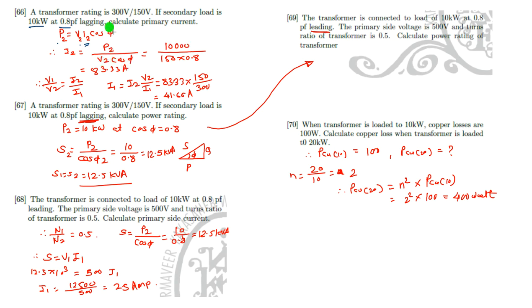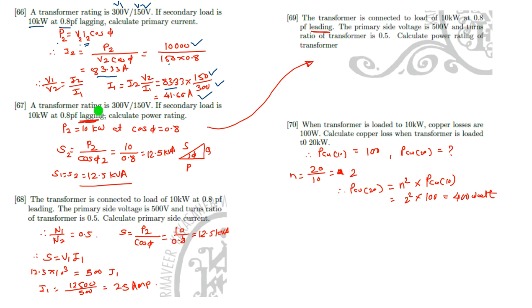So 10 kilowatt means 10,000 watt divided by V2, which is 150, this is V2 and this is V1, into 0.8. So 150 into 0.8 gives you 83.33 ampere. But we know that V1 by V2 is equal to I2 by I1. I want to calculate I1, so I1 is equal to I2 into V2 by V1. So 83.33 into 150 divided by 300 gives you 41.66 ampere.